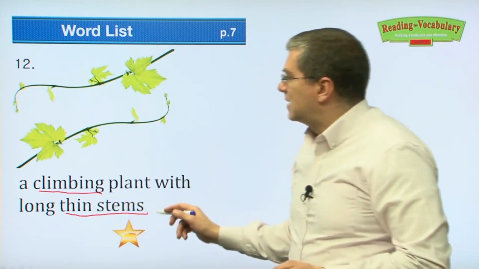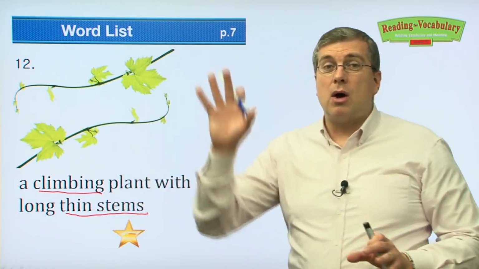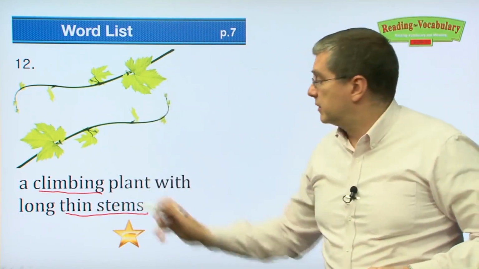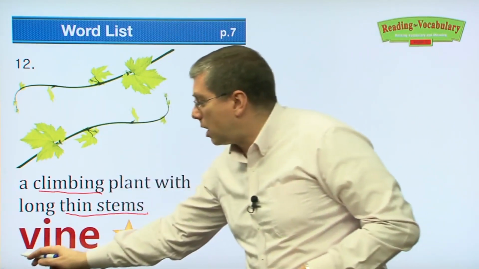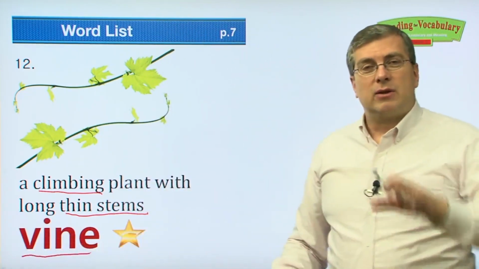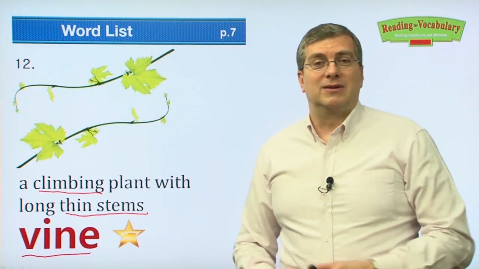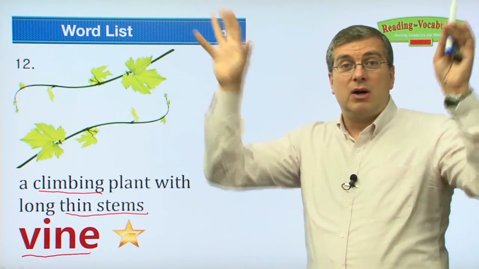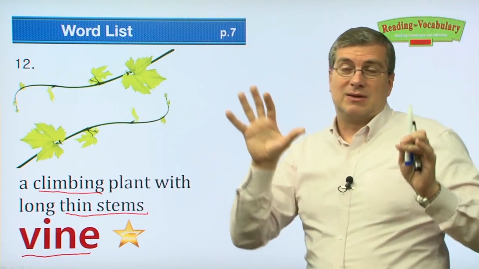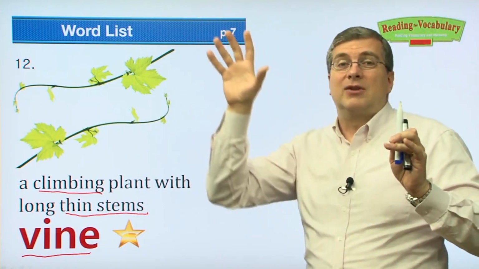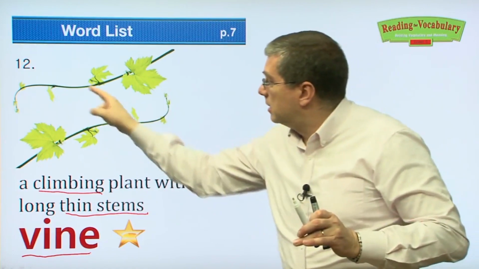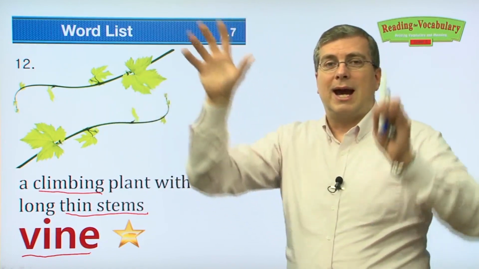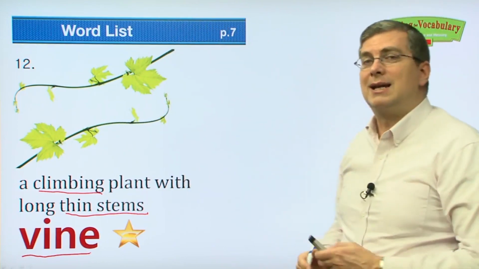So long, thin stems. And this is a plant with long, thin stems that grow and climb up walls. So it's a climbing plant. We call it a vine. So on some very old buildings, especially old brick buildings, you can see that they're covered with a green plant because the plant, it's called a vine, has grown up and they hook. They've got little hooks on the stems and they hook onto the wall and they climb up the wall. Very nice looking, very neat.